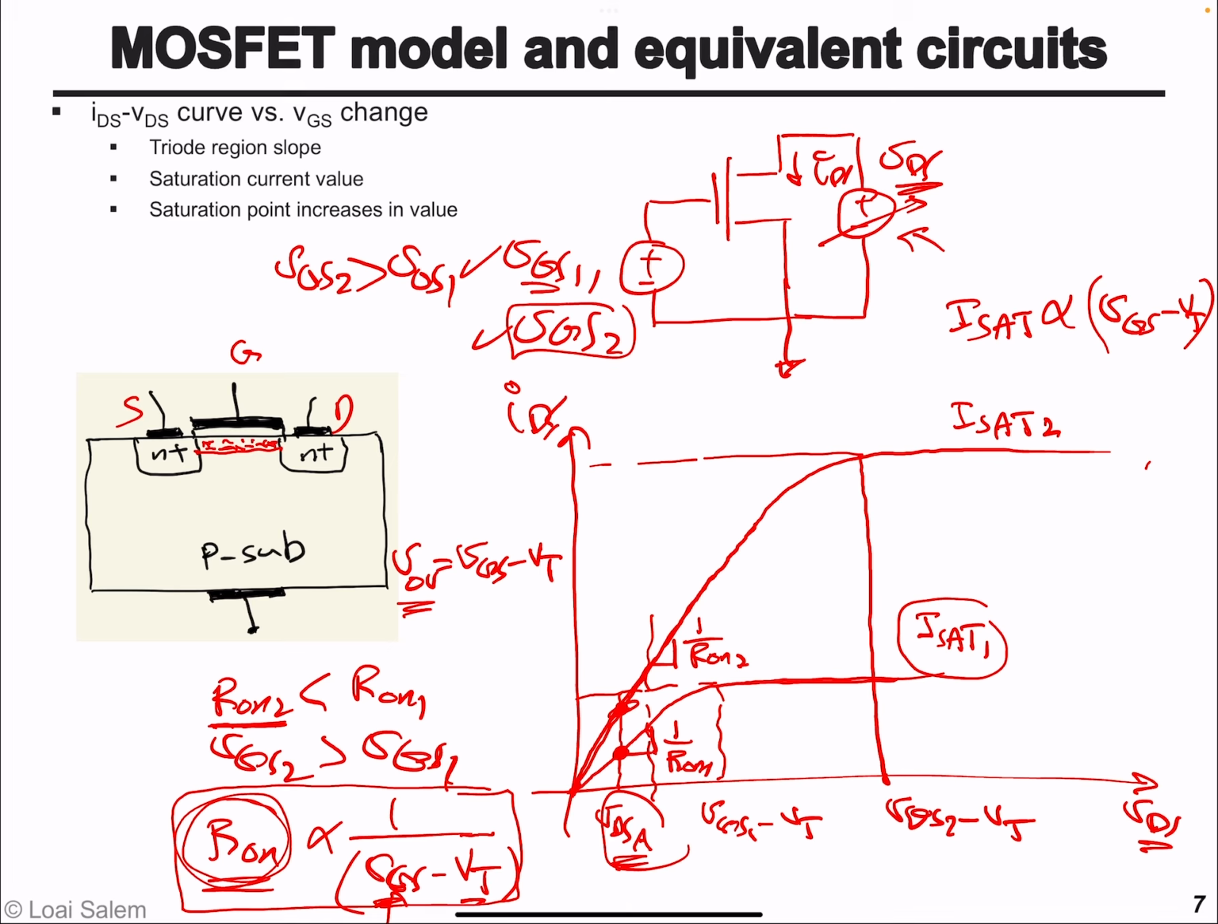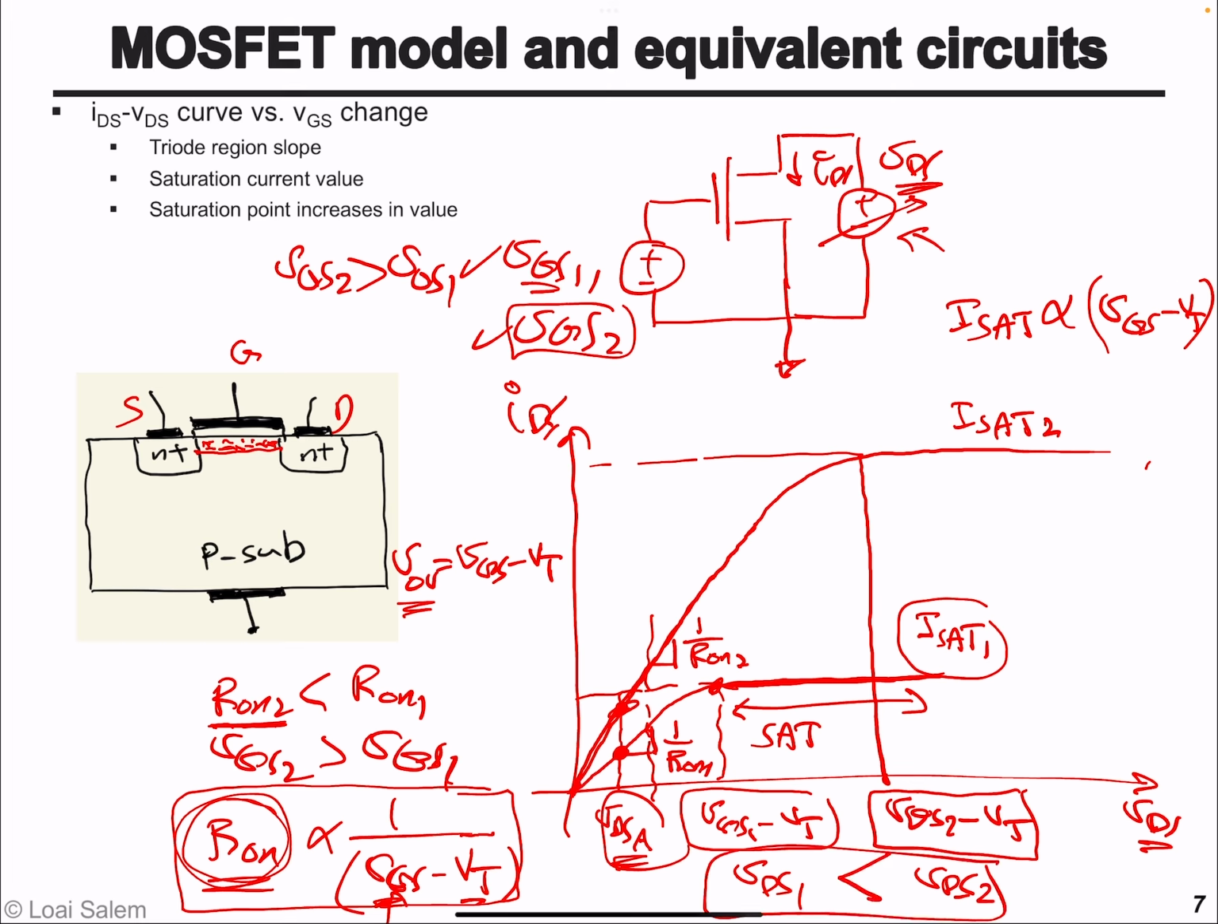That's the second observation. What is the third observation? Well, VGS1 minus VT represents the drain to source voltage that causes saturation, VDS1. So when VDS is larger than VDS1, the transistor is going to be in the saturation region, and that's under VGS1. On the other hand, for VGS2, we see that the drain to source voltage that causes saturation has increased. So VDS2 is larger than VDS1.